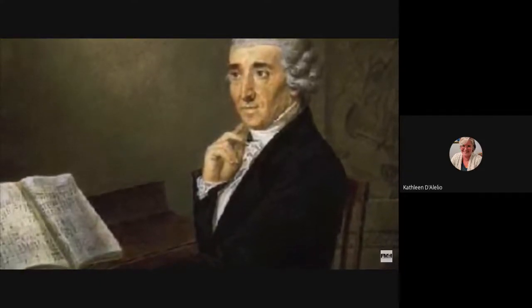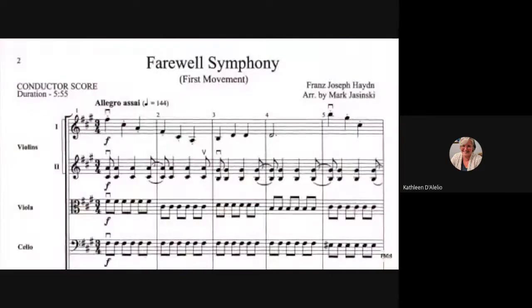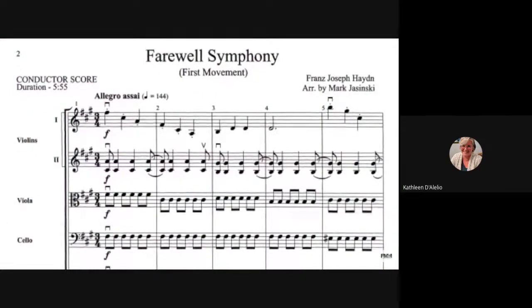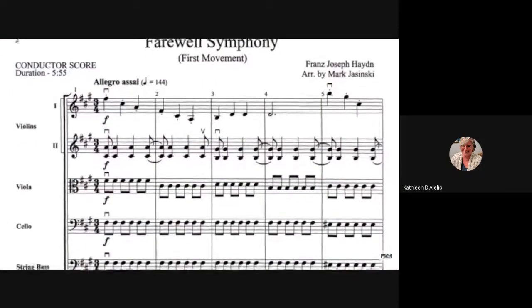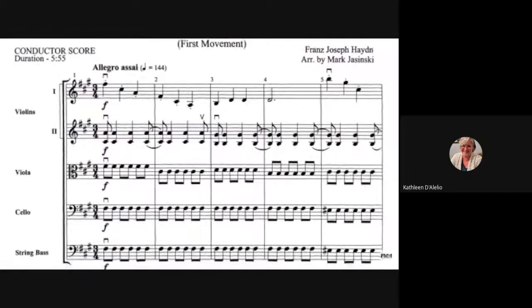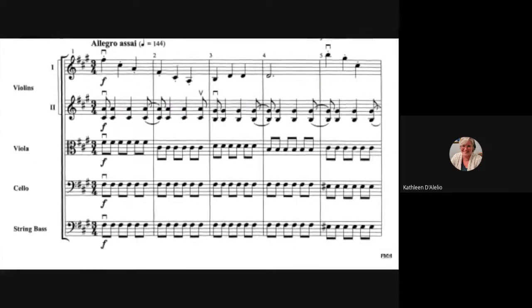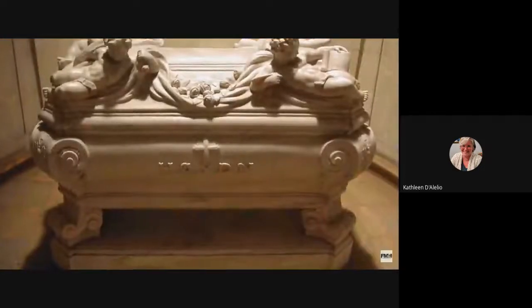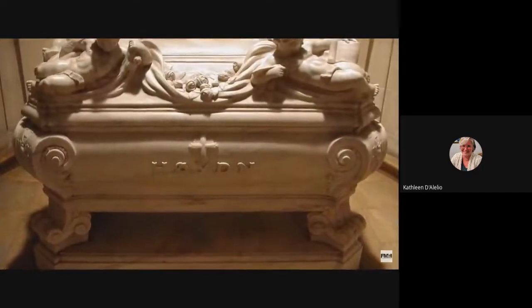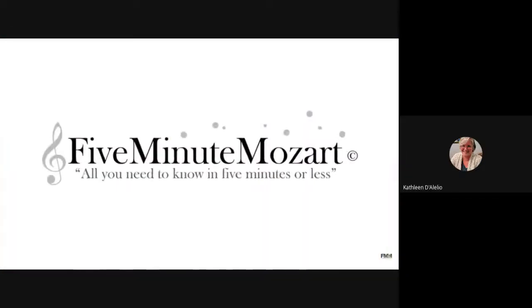In November of 1772, he wrote the Farewell Symphony. During its performance, one by one, each member of the orchestra packs up their instruments and leaves the stage until there are only two violins left playing. Franz Joseph Haydn died on May 31st, 1809 in Vienna, Austria at the age of 77.